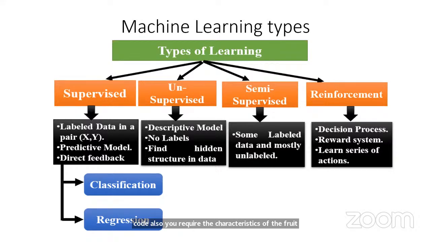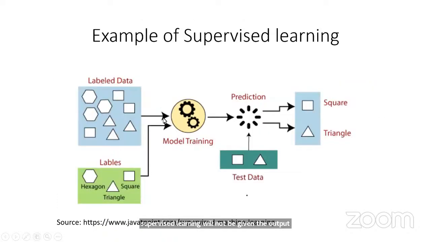While in the case of unsupervised learning, there will be no labels. Label means there will be no Y, there will be only X. You will be given the color and the shape, but you will not be given which type of fruit it is. So your machine learning model, in unsupervised learning, will not be given the output value, the label.